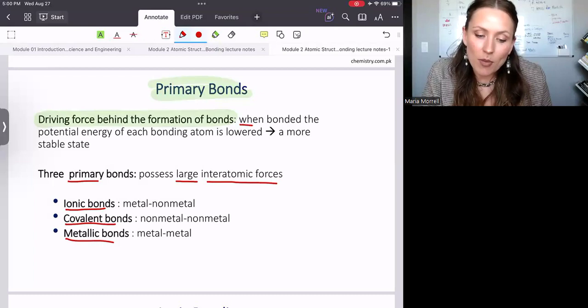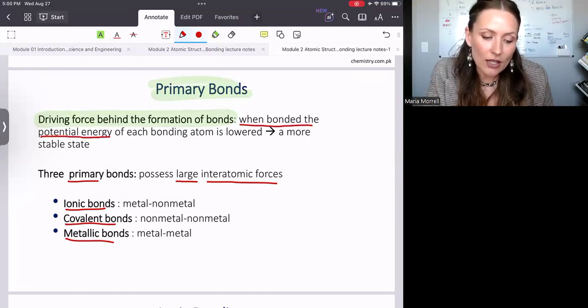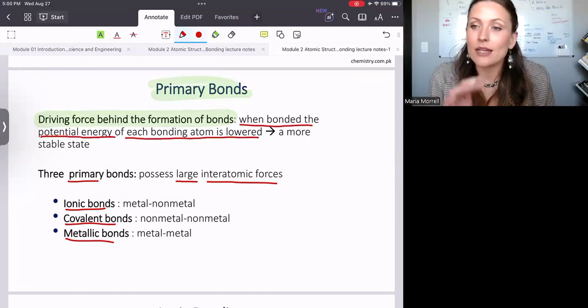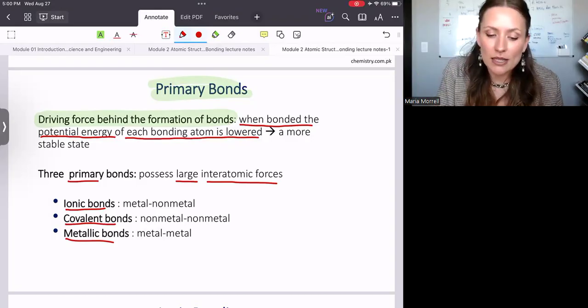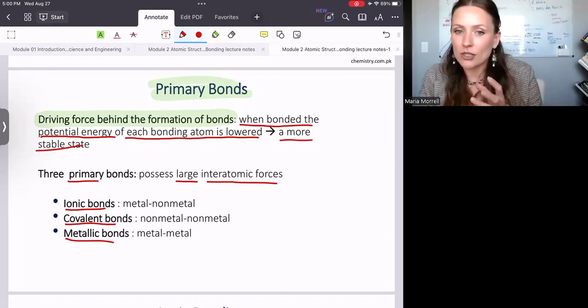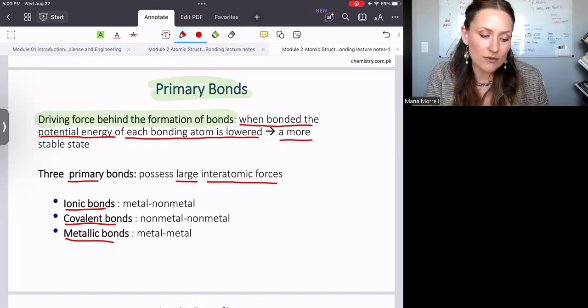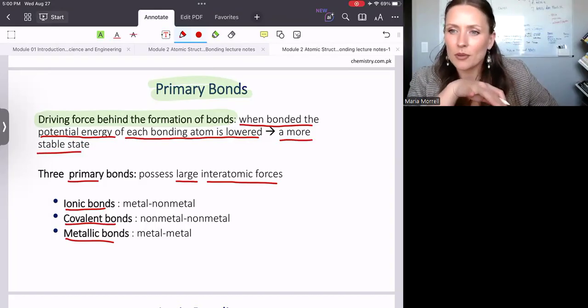Well, because when bonded, the potential energy of each bonding atom is lowered. And when the potential energy is lowered, that means that the element or the material exists in a more stable state. I'll give you a very simple example, but I really want you to understand this point, right?